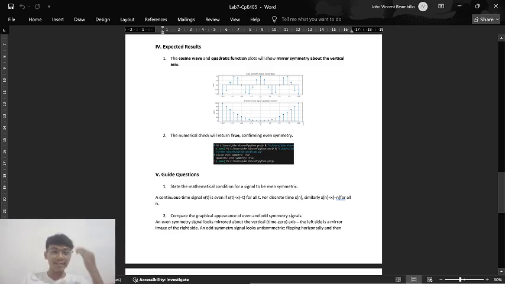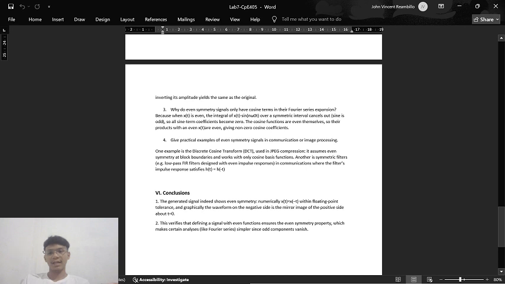This explains why even signals include only cosine terms in their Fourier representation, because cosine is even and its symmetry matches perfectly with the signal.